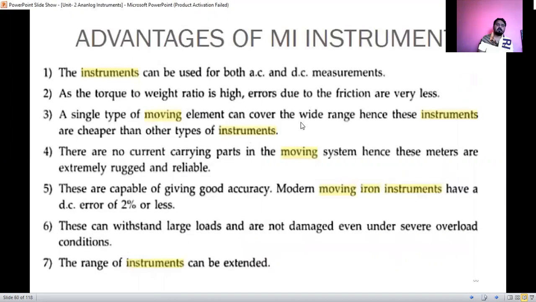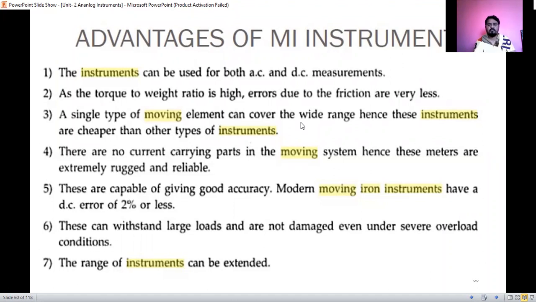The instrument also has some advantages. The main advantage of the moving iron instrument is that it can be used for both DC and AC measurement. We can use this instrument for voltage and current measurement of AC as well as DC. The torque to weight ratio is also high, so because of this high torque, the errors will be less. The frictional errors will be less.